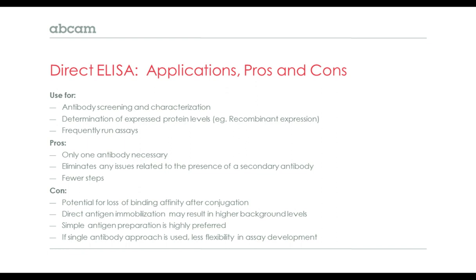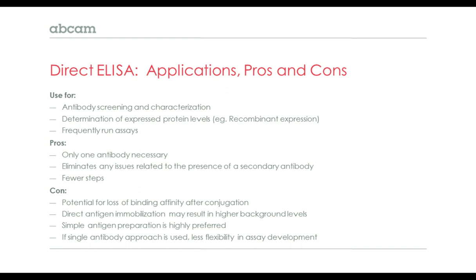The pro here is there's only one antibody necessary. It eliminates any issues that might be related to the presence of a second antibody, and it requires fewer steps to run. Issues might be if there's any problem of conjugating the antibody to the HRP and binding activity is lost, there's only one antibody in use, and you may have to transition to a different antibody to try.